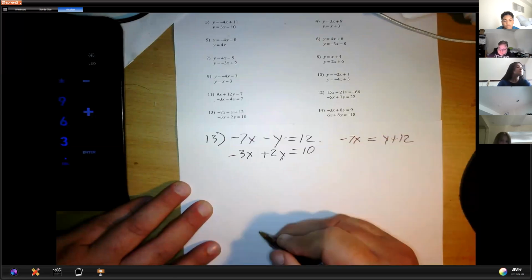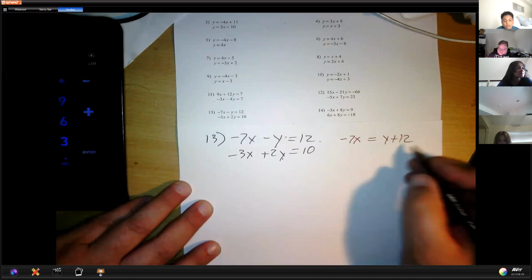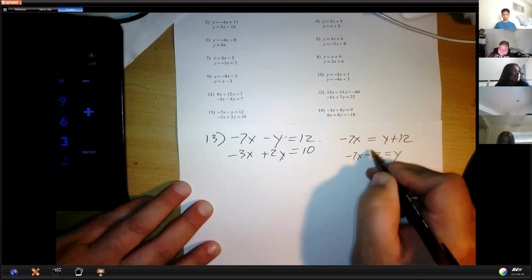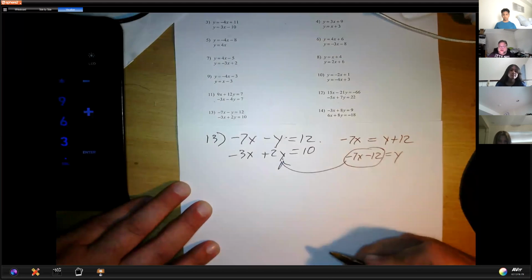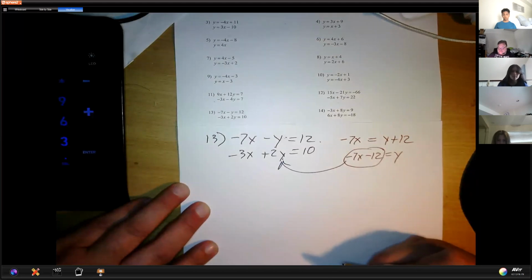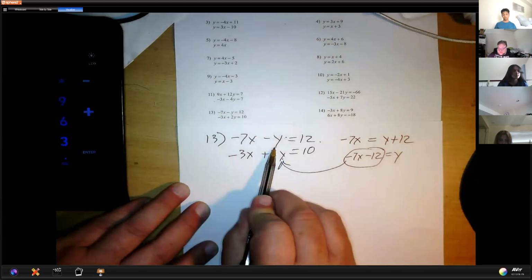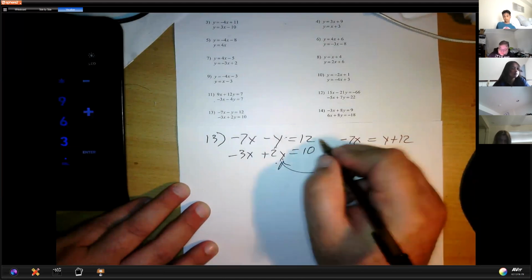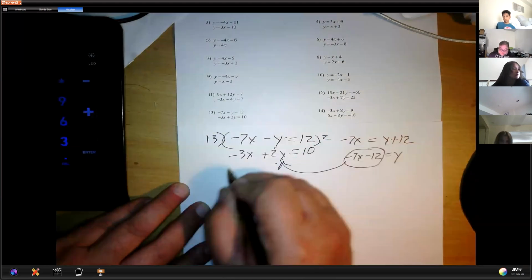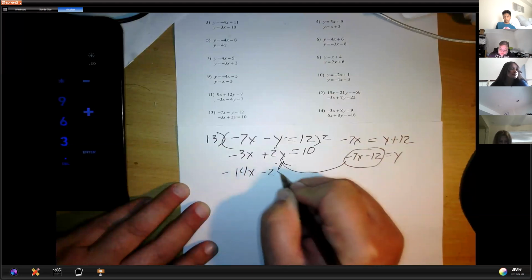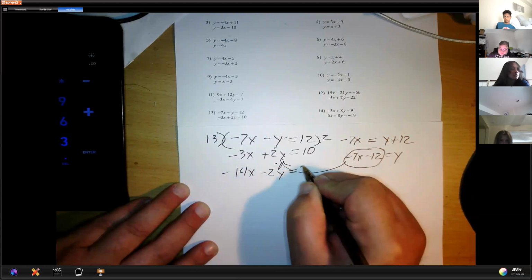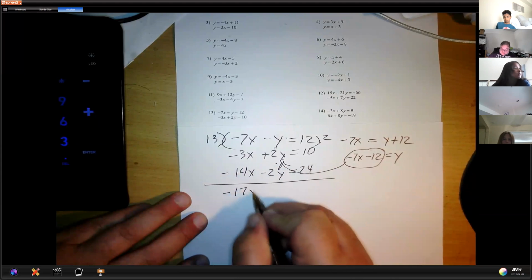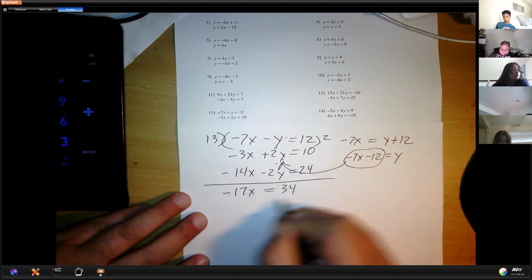So that's what it looks like after I moved y. Now, if I subtract 12, now I could take this amount and swap it in here, couldn't I? Actually, I can swap it in right here if I wanted. But we could swap it right in here. But otherwise, we just multiply by 2. And that's going to give me negative 14x minus 2y equals 24, right? So when I add these together, I'm going to get negative 17x equals 34.